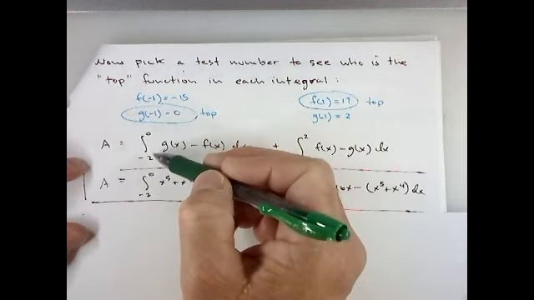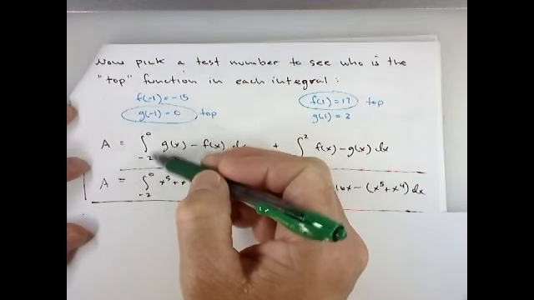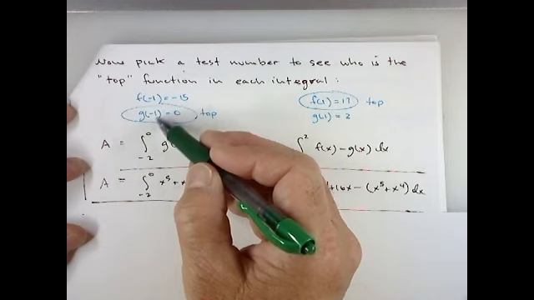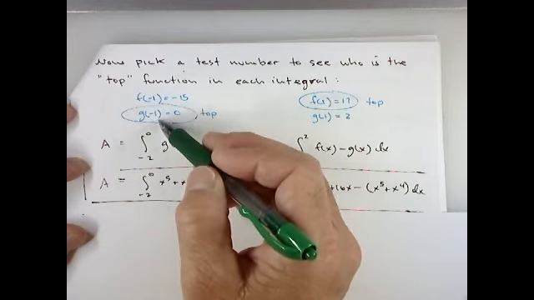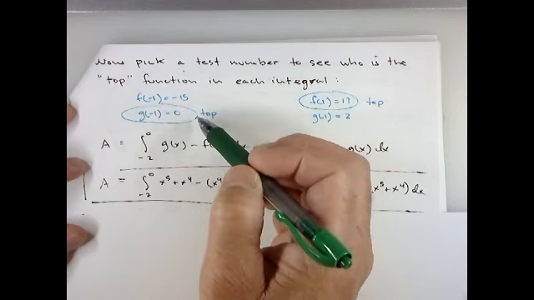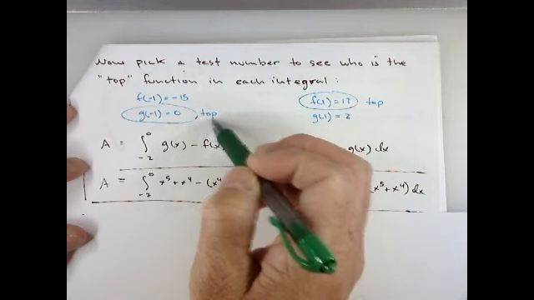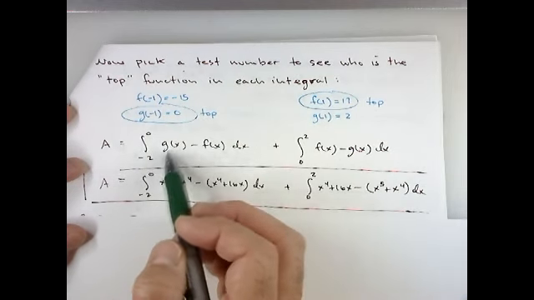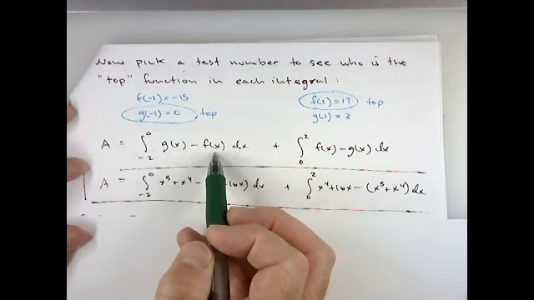Here's a trick: pick a test number. My first integral goes from -2 to 0. So what if I picked a number in between, like -1, and I evaluated each function at -1? F of -1 was -15. G of -1 is 0. Since 0 is bigger than -15, that would be my top function in this interval. So the first integral is going to be g of x minus f of x.